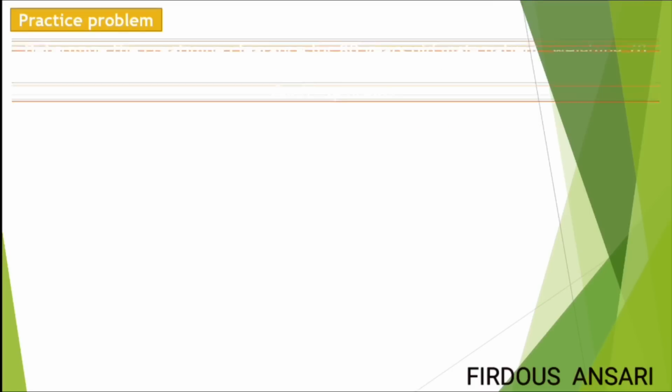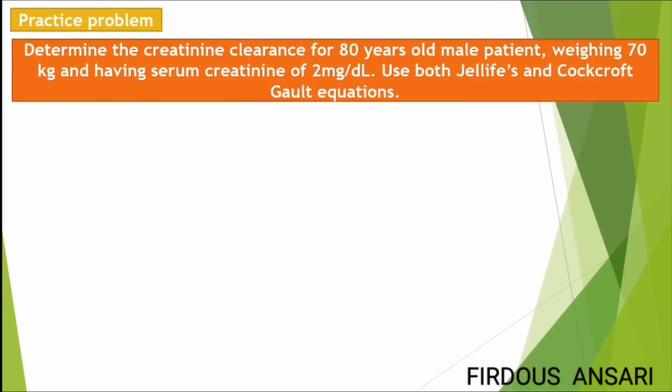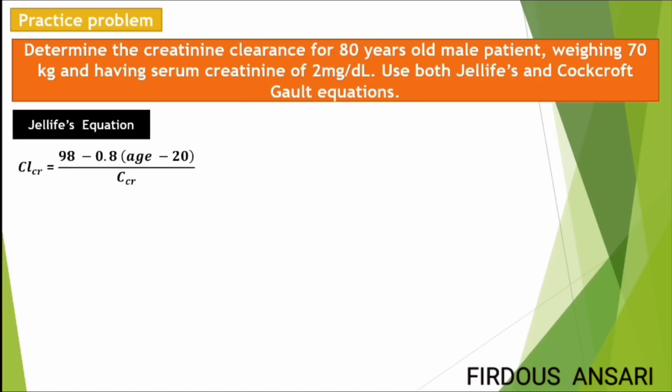Next, one more practice problem we'll have. Determine the creatinine clearance for an 80 years old male patient weighing 70 kg and having serum creatinine of 2 mg per deciliter. Use both Jellif's and Cockcroft and Gault equation. Okay, so we need to use both the equations and calculate the creatinine clearance. First we'll start with Jellif's equation, and the equation goes like this.